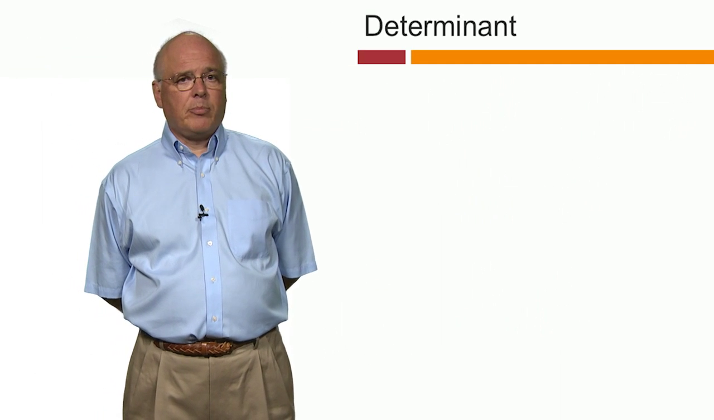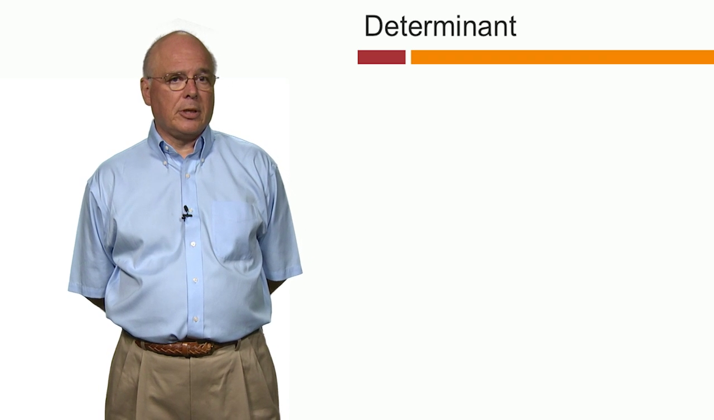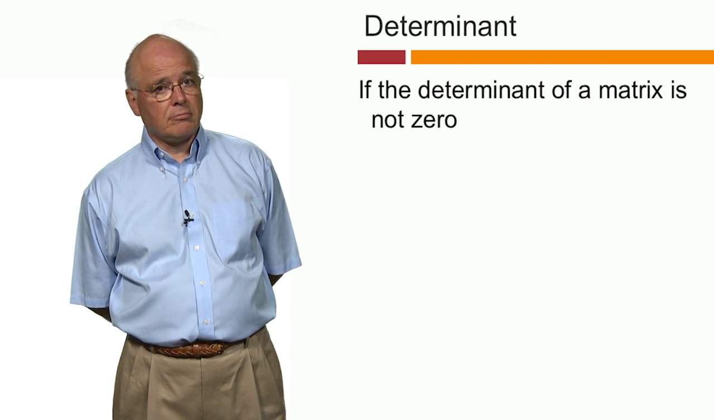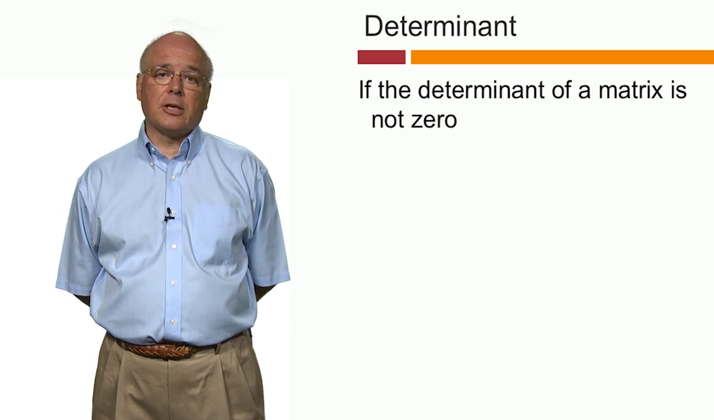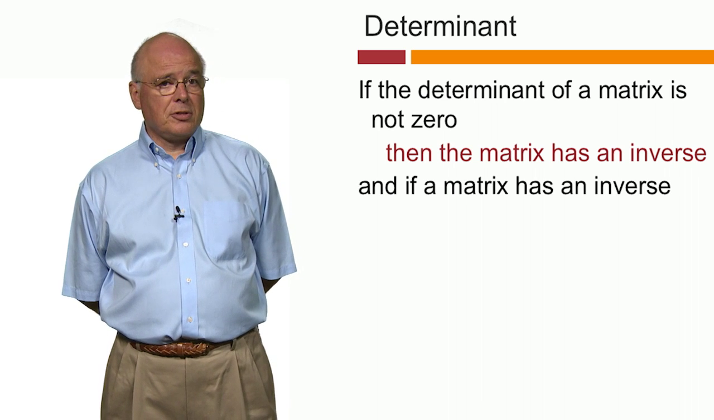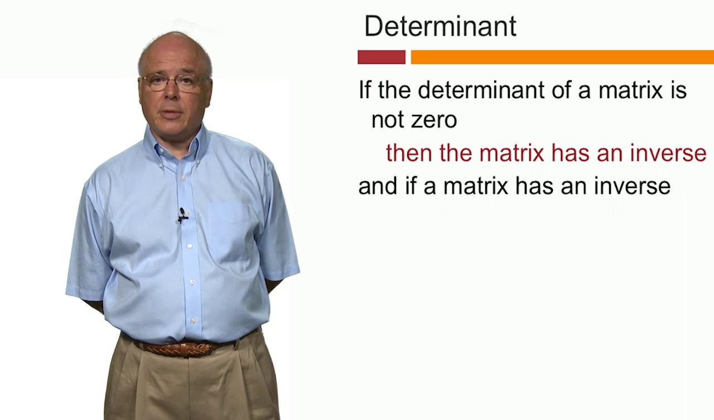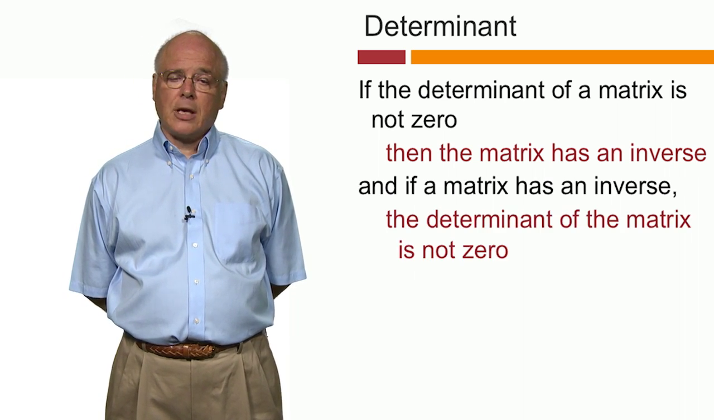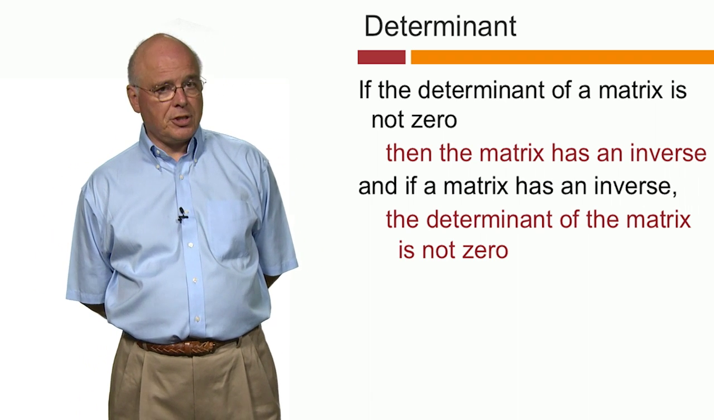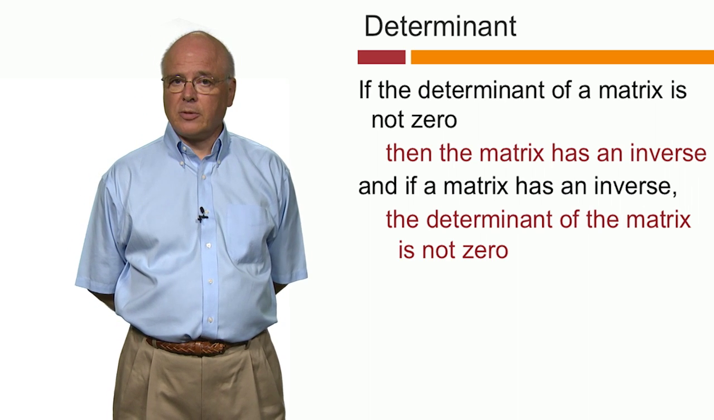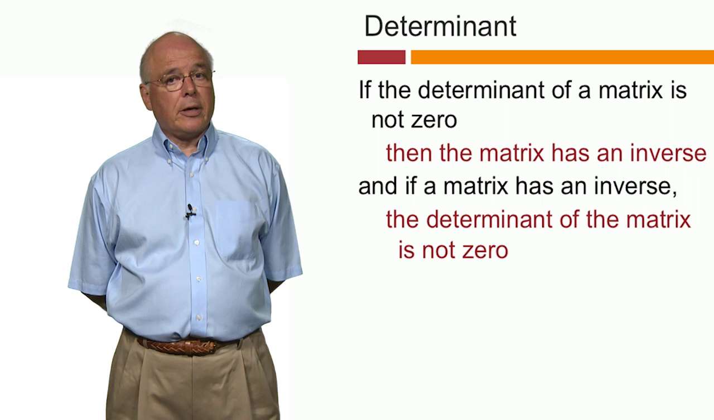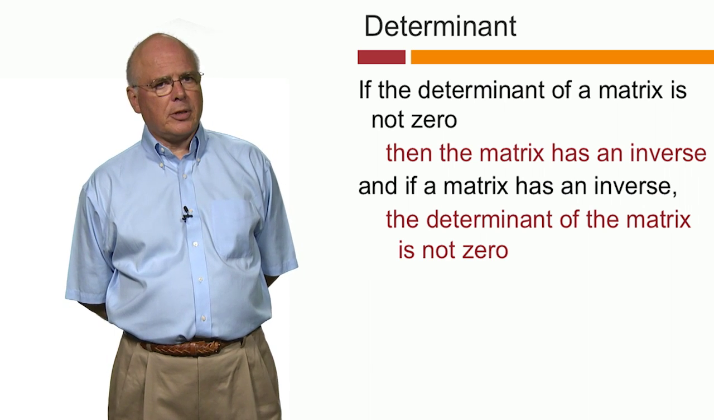So there's a very important attribute of a determinant. If the determinant of a matrix is not 0, then the matrix has an inverse. And if a matrix has an inverse, the determinant of the matrix is not 0. So a non-zero determinant is a necessary and sufficient condition for a matrix to be invertible. Hence, we see that the determinant can really help us with our linear algebra. So what is a determinant?